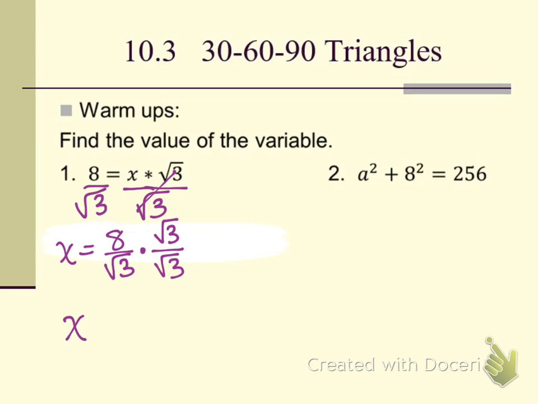All right, that leaves me in my numerator with just 8 radical 3. What's in my denominator? 3. So radical 3 times radical 3, that would be the square root of 9. The square root of 9 is just a 3. Questions about number 1? Okay, what does number 2 look like?